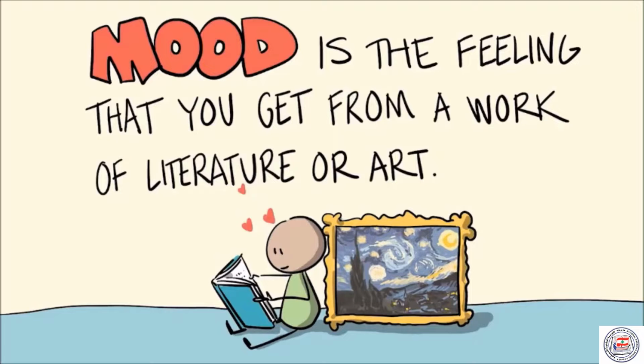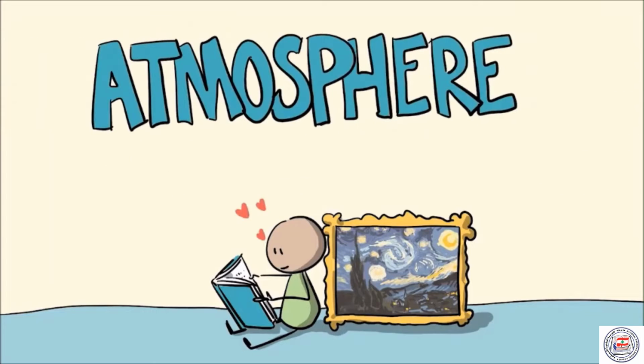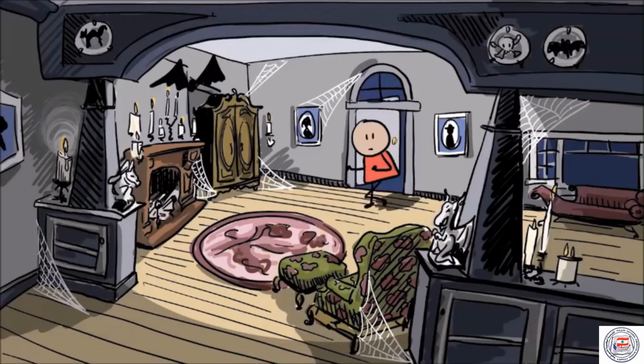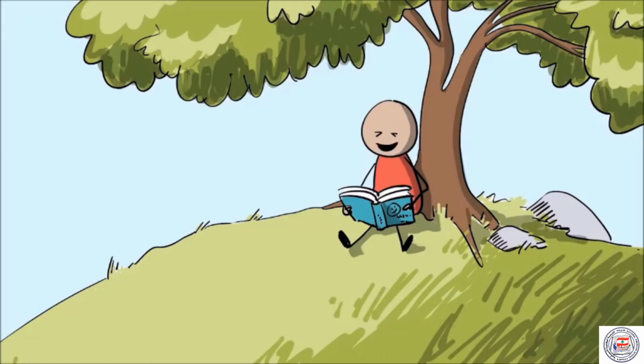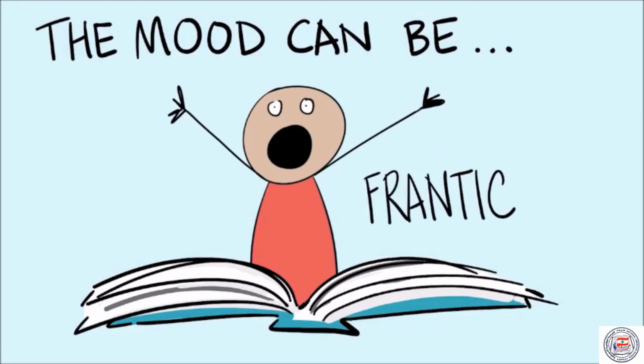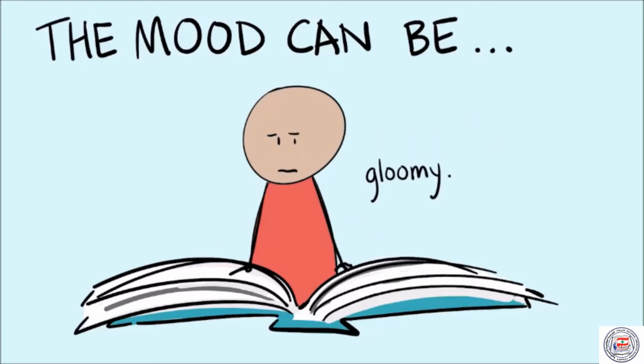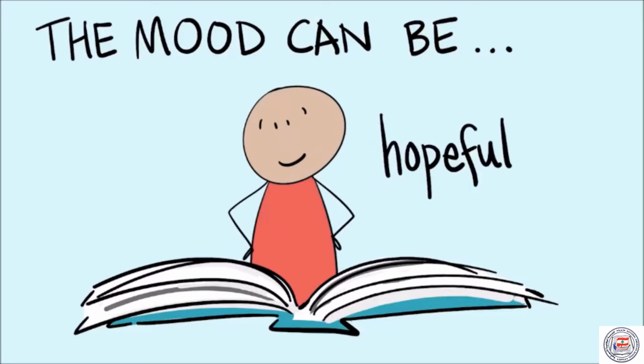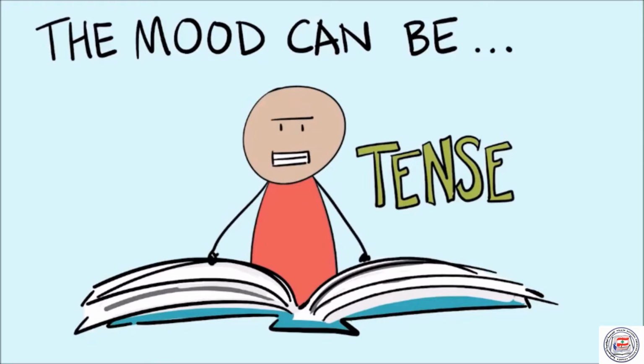Mood is the feeling that you get from a work of literature or art. Another way to describe mood is atmosphere. When you walk into a place, it has an atmosphere that makes you feel a certain way. When you walk into a story, it too has an atmosphere that makes you feel a certain way. The mood of a story can be calm, annoyed, frantic, joyful, gloomy, romantic, hopeful, or tense.